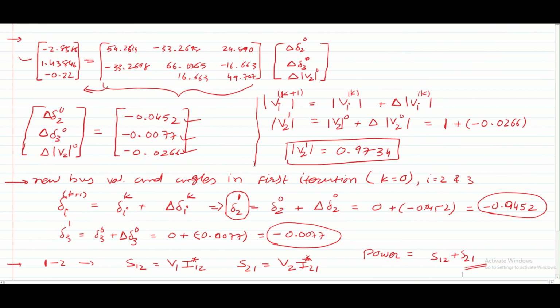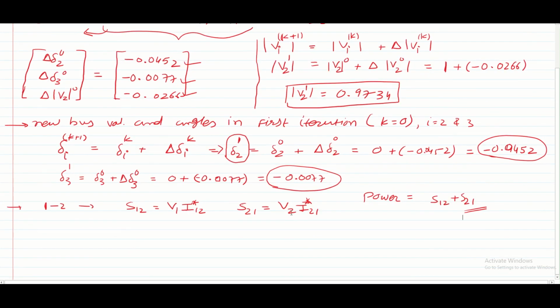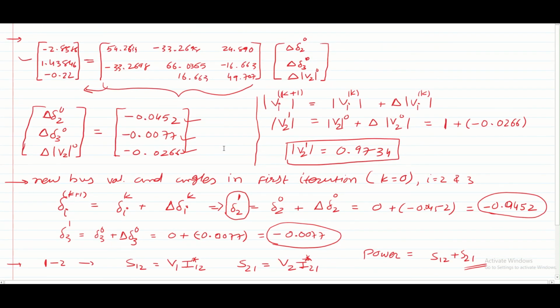Clear? And if it is asked to calculate the power flow, then using this equation we will calculate the power flow from bus number 1 to 2, 2 to 1, and finally the power loss of that network. So this is a very basic and simple example of power flow analysis using the NR method. I hope you have clear up to this.